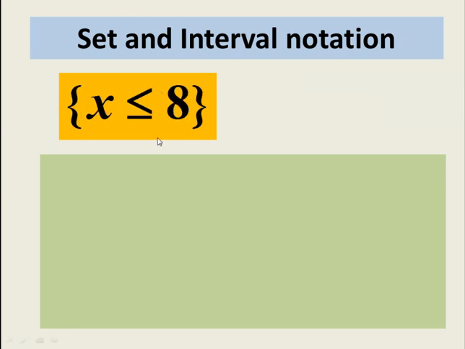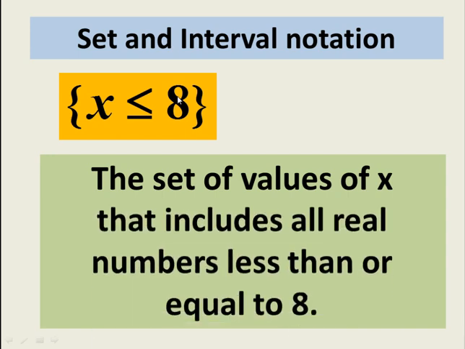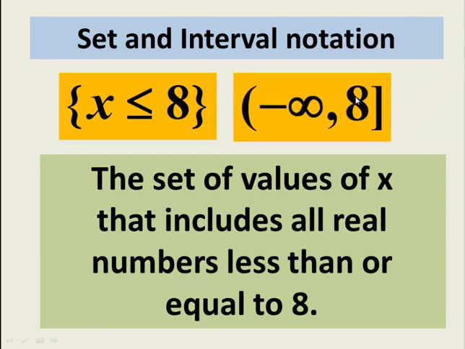Now, this says something a little bit different. Notice once again that we have that equals line underneath, and what's the biggest number here? The biggest number is 8. So the set of values of x that includes all real numbers less than or equal to 8. How would we write that in interval notation? 8 is included, so it's brackets, and we're going towards negative infinity. We're going to go through all the negative numbers that are never going to end, so we have to put a parenthesis on the end.